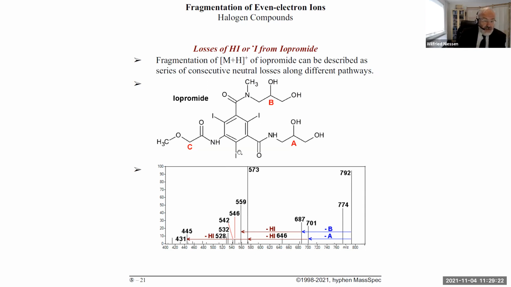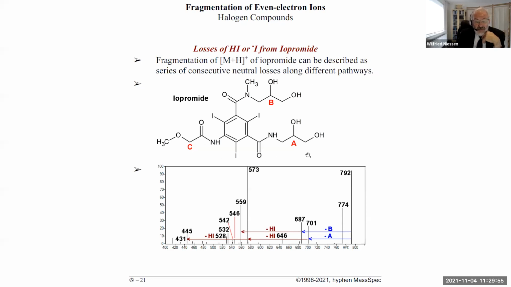And of course, you have to be aware of the negative mass defects which you have, because these are substantial with having iodine. And I have named the various side chains as being A, B, and C. And what we actually will see are losses of A or losses of B. And we see some fragmentation in the C, but we don't see the cleavage of this amide bond.